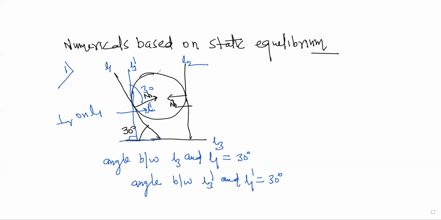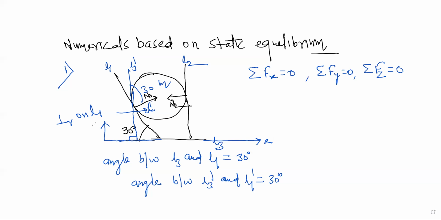Suppose the mass of this sphere is dm. Since this body is in static equilibrium, that's why sigma fx must be equal to 0, sigma fy must be equal to 0, and sigma fz must be equal to 0. For the time being, we have taken this as our x-axis and this as our y-axis. Now I am going to resolve all these forces along the x-axis and y-axis.